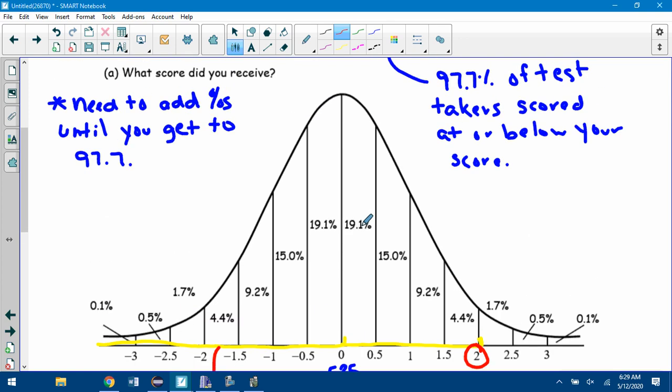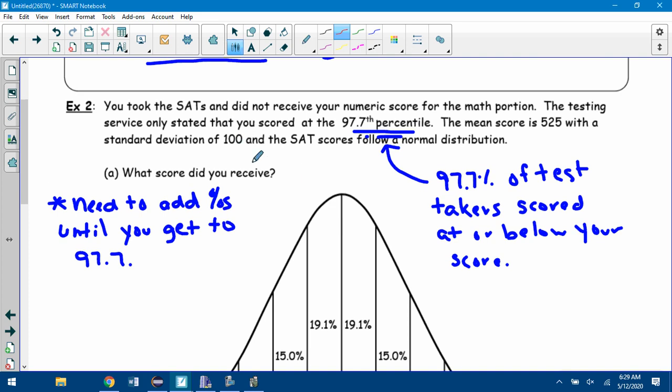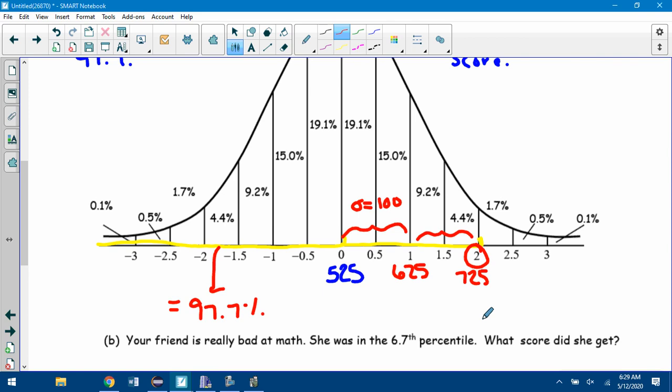Now, what does the question want to know? What score did you receive? So what's the standard deviation? It's 100. So that means that if the standard deviation is 100, that distance here equals 100. So this would be 625. Add another standard deviation of 100, I get 725. So that must be my score. So you scored a 725.